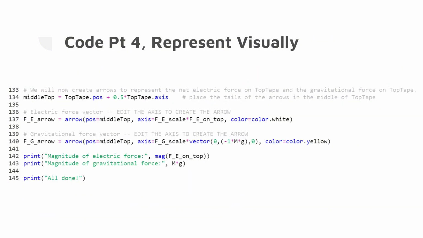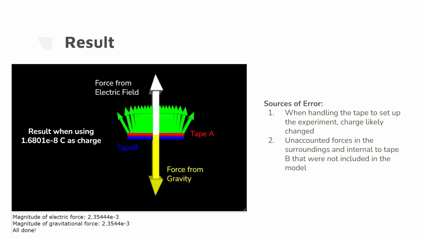So after we calculated everything in the last couple of slides, this is just representing it visually, and you can see that the outcome of this is this. This is the result. I ultimately set my n value, which is the amount of point charges that the tapes are being split up into, to 20. So it's modeling it as 20 point charges interacting with each other. These green arrows here are the electric field, the white arrow is the total force from the electric field, and the yellow arrow is the total force from gravity.